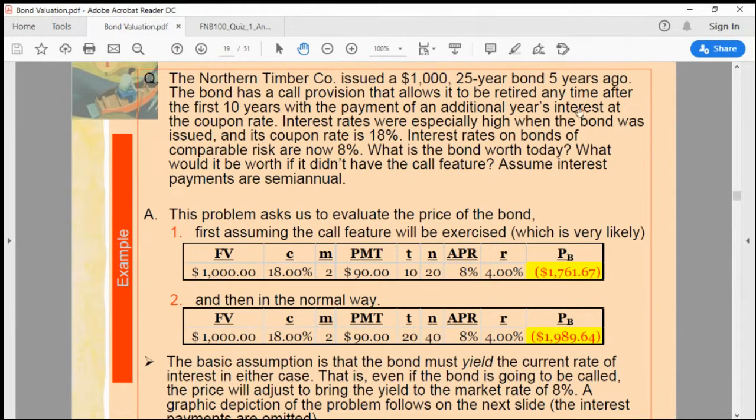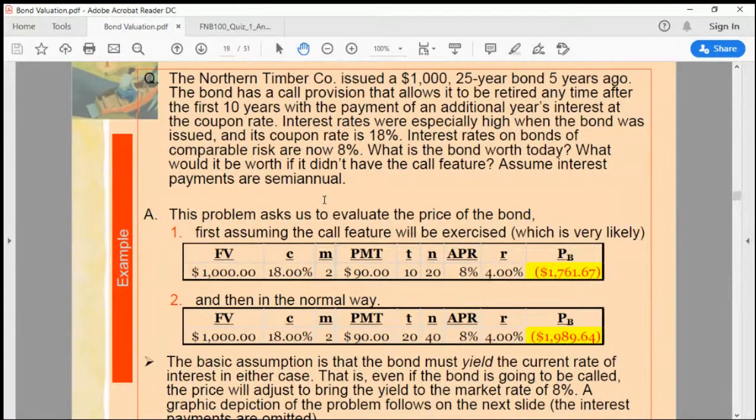With the payment of an additional year's interest. That's the call premium, right? Interest rates were especially high when the bond was issued. Okay, at the time. Its coupon rate is 18%. That alone is already telling me that an 18% coupon rate means the prevailing market rate must have been very, very high, about 15% or whatever. Interest rates on bonds of comparable risk are now 8%. What does that mean? It means this is the discount rate, right?